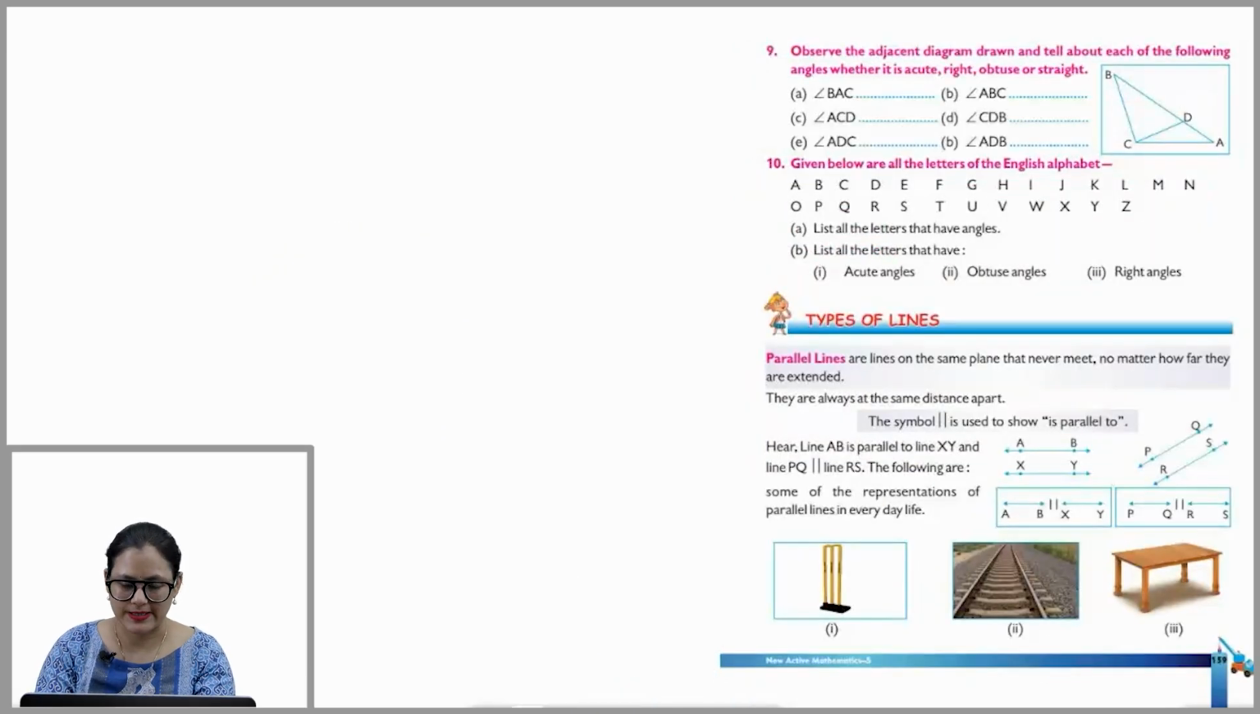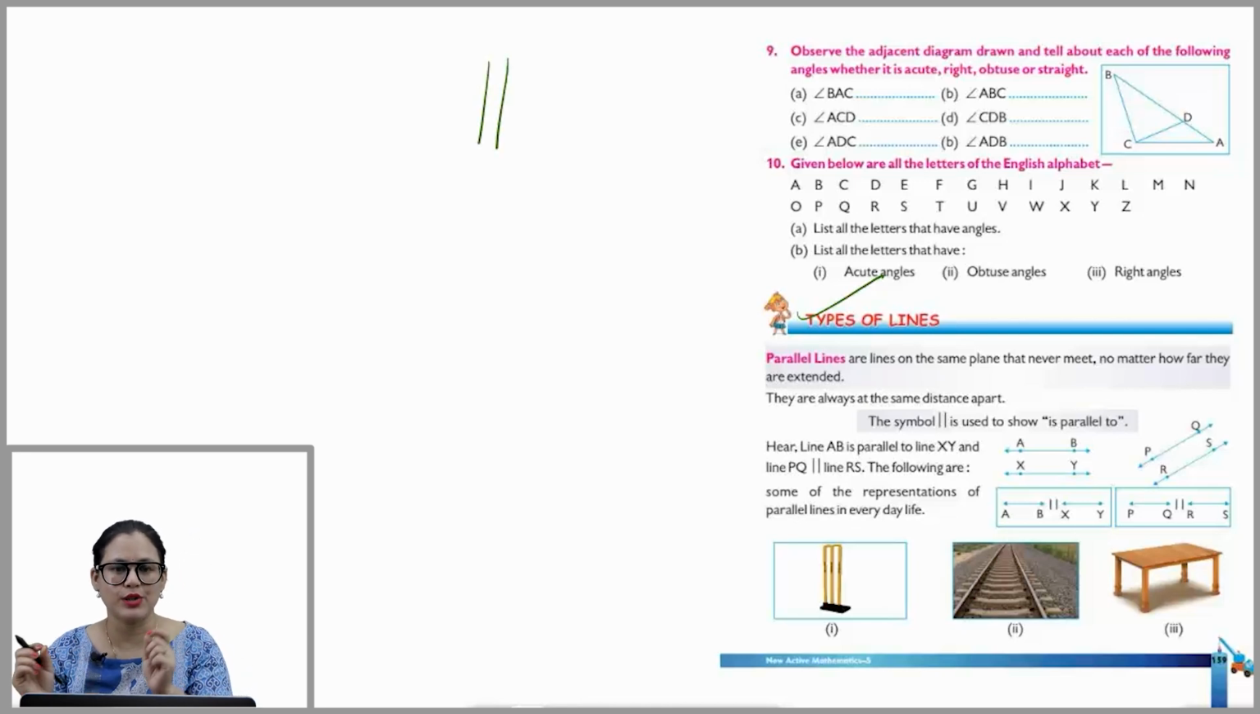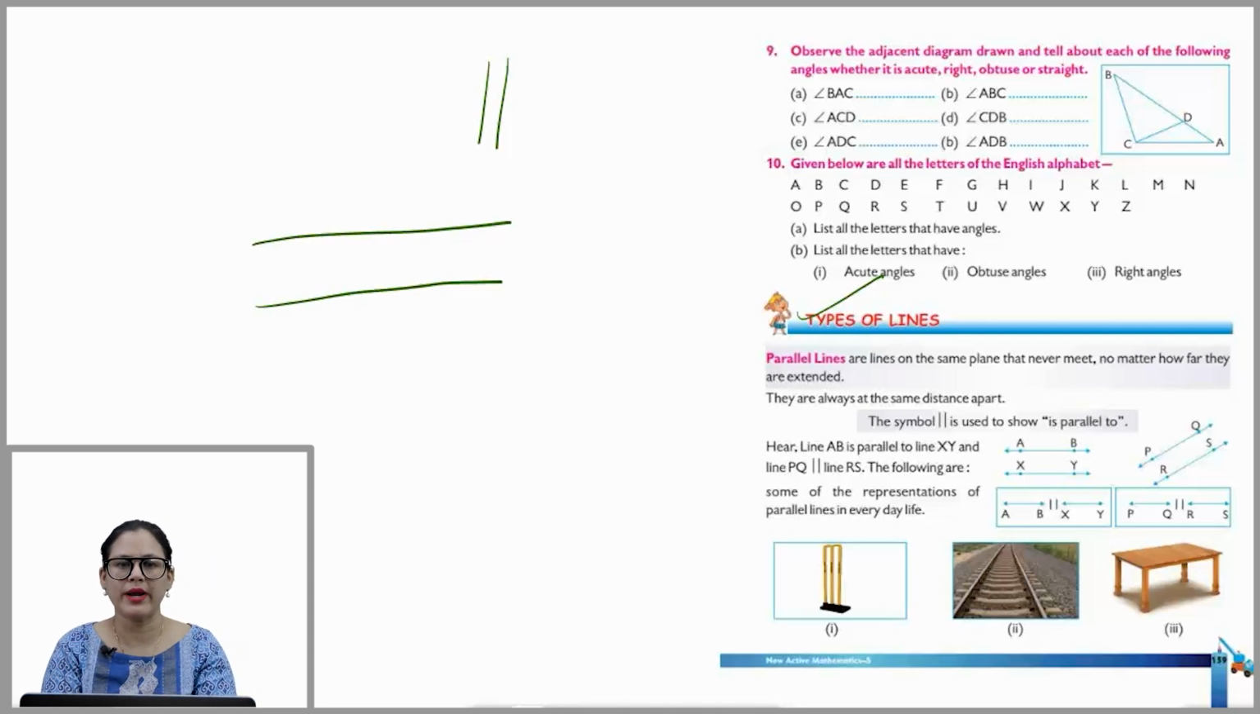Now types of lines. Parallel lines are lines on the same plane that never meet, no matter how far they are extended. They are always at the same distance apart. This symbol is used to show 'is parallel to', okay. Here line AB is parallel to XY and line PQ is parallel to RS, okay. See, these parallel lines never meet. No matter how long you extend them, they never meet at any place, okay. The distance between the lines always remains the same, okay.